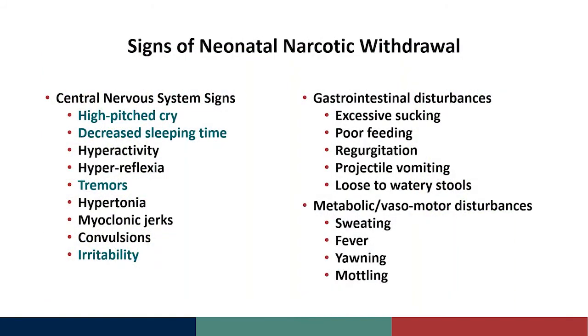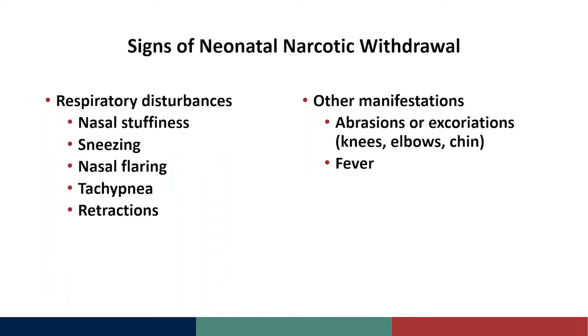Now, what are the signs of neonatal withdrawal? I'm not going to go into details on this, but just recall that there are central nervous system signs from high-pitched cry or decreased sleeping time, hyperactivity, and tremors. There are also GI disturbances: poor feeding, regurgitation, loose to watery stools, and metabolic vasomotor disturbances like sweating, fever, sneezing, yawning, mottling, and respiratory difficulty, primarily nasal stuffiness and really tachypnea, rapid breathing. Retractions we see much less than tachypnea. And then fever is also noted in these babies.